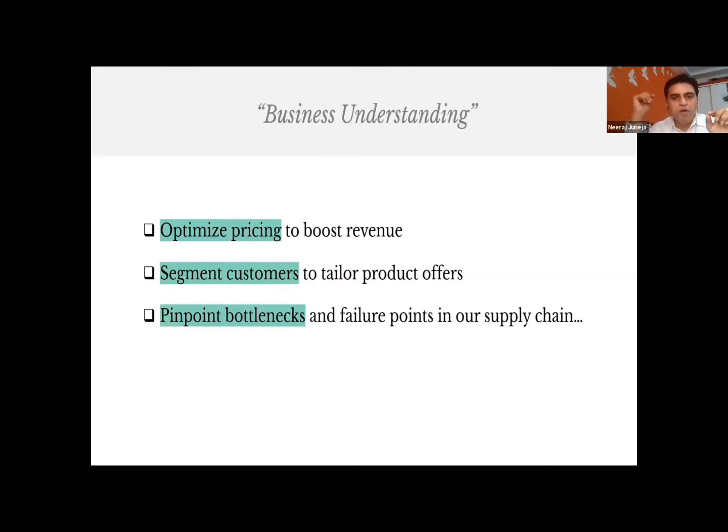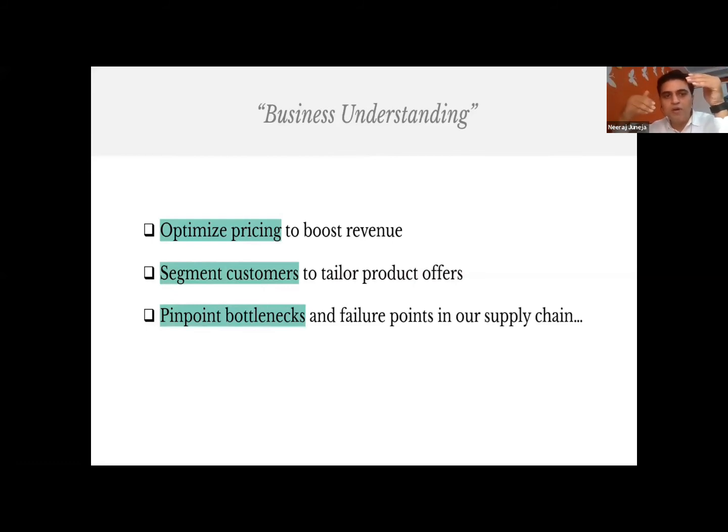Then there can be a problem of pinpointing the bottlenecks and failure points in our supply chain. So if there is a supply chain which is having a lot of faulty bottlenecks, right? So identifying those bottlenecks and pinpointing them, and later on resolving the problems which are lying in the supply chain, because of which the products are getting stuck and not reaching the ultimate destination. So that is also one of the problems, right?